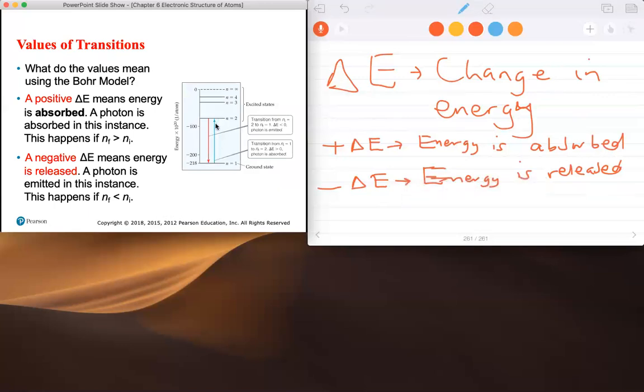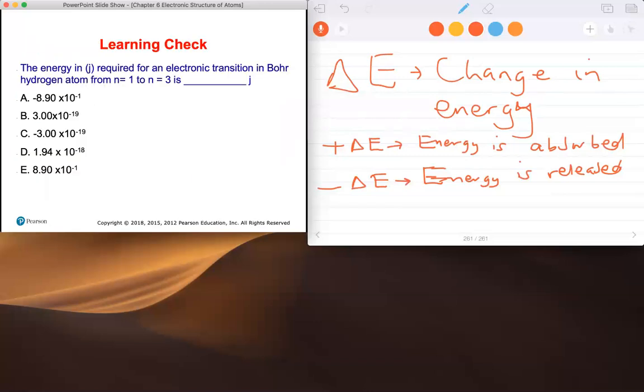If it is negative, that means photon is emitted. Anything less than 0 is negative. That means photon is emitted. It is dropping down. If it is positive, photon is absorbed. That means electron is going up. It was absorbed, positive, negative.